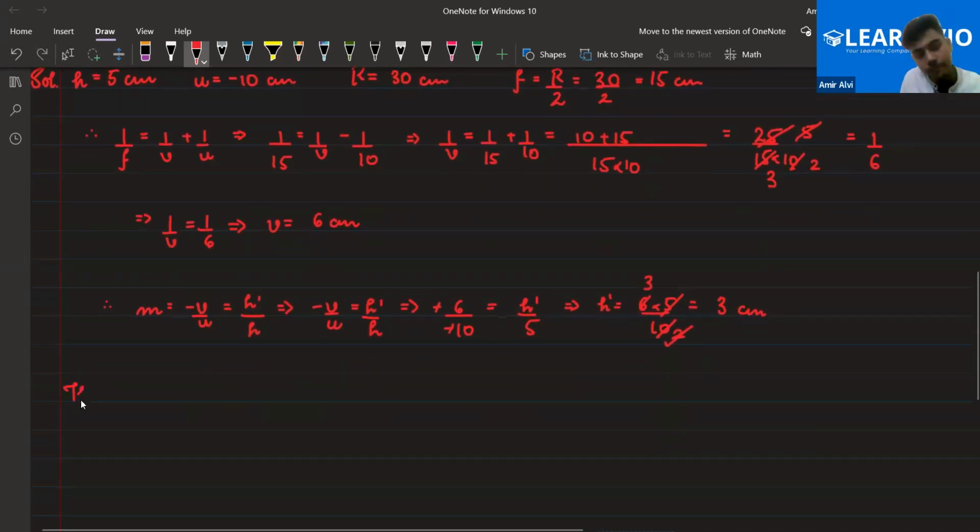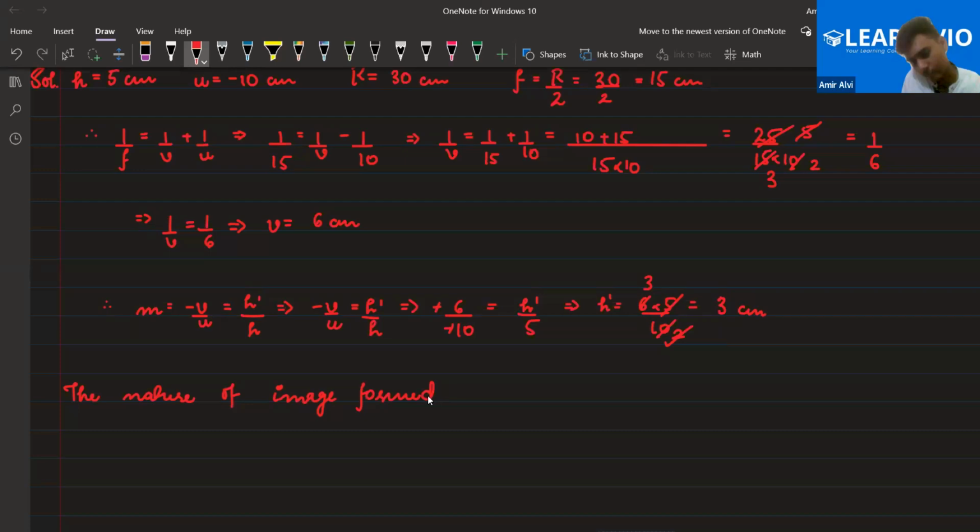So the nature. Tell me whether it's diminished, enlarged, or of the same size. Diminished. Yes, it is diminished because a concave mirror always produces diminished images. Virtual. Direct.